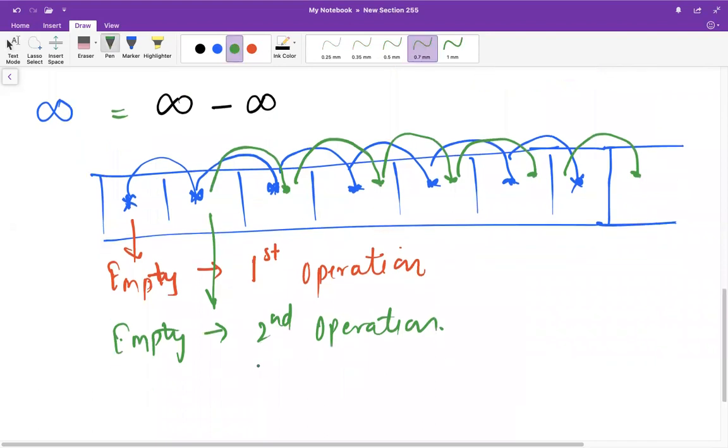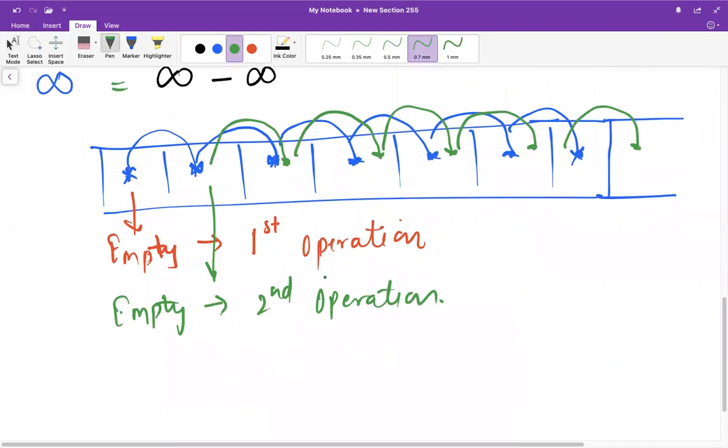Right? Repeat this process one more time, the third room will be empty. One more time, the fourth room will be empty. Now what happens if I repeat this process infinite times?